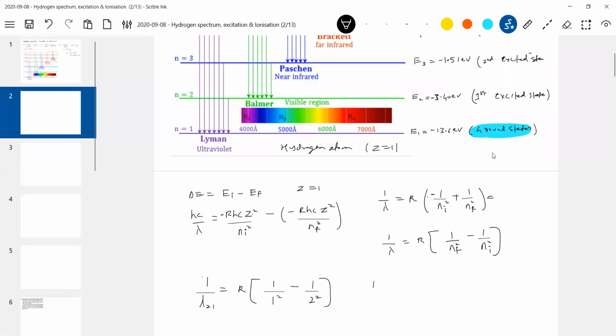So what is the first line of Lyman series? This should be R times (1 minus 1 by 4). So this will become equal to how much? 3R by 4. Or lambda 2 1 should be equal to 4 by 3R. Now what should you call this? First line.